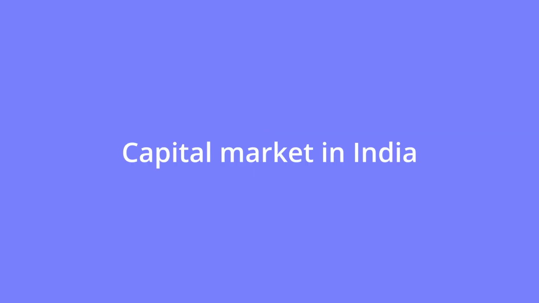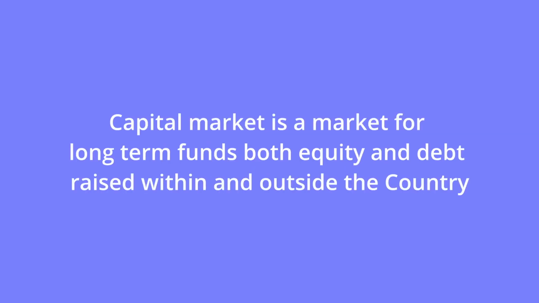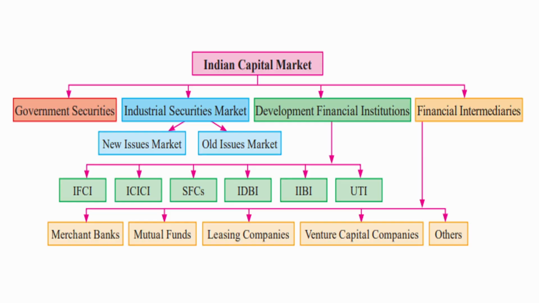The capital market in India. The capital market is a market for long-term funds, both equity and debt. The capital market is a very big market. You can see on your slide that it is split into 4 parts: government securities, industrial securities, developmental financial institutions and financial intermediaries. The industrial security market is further split into 2 parts: new issue market and old issue market, while development financial institutions include IFCI, ICICI, SFCs, IDBI, IIBI and UTI, while financial intermediaries are merchant banks, mutual funds, leasing companies, venture capital companies and others.